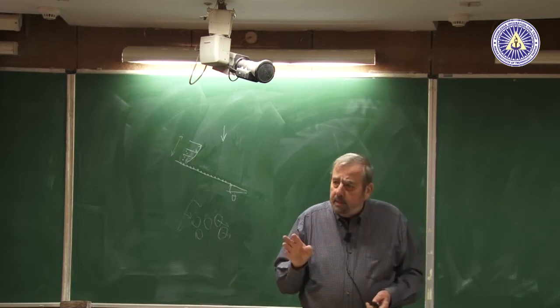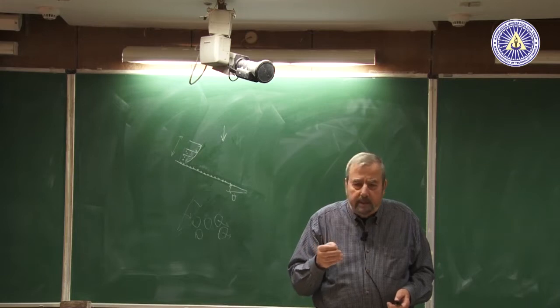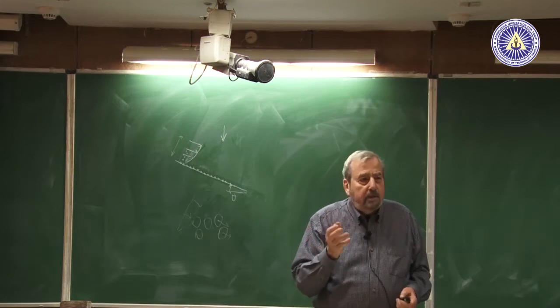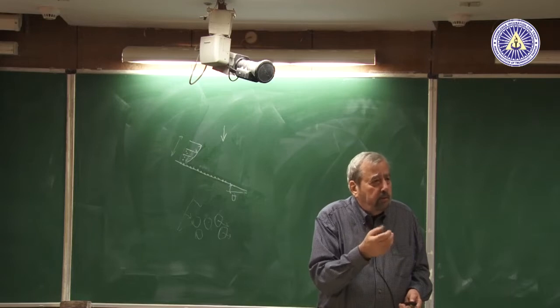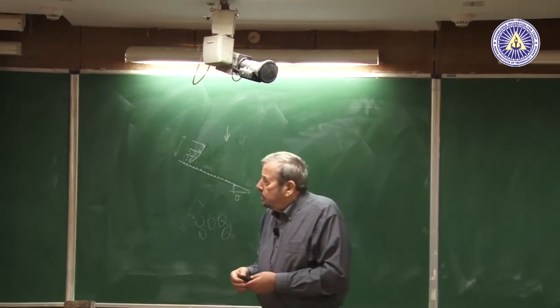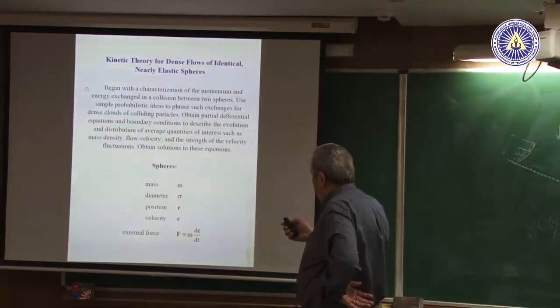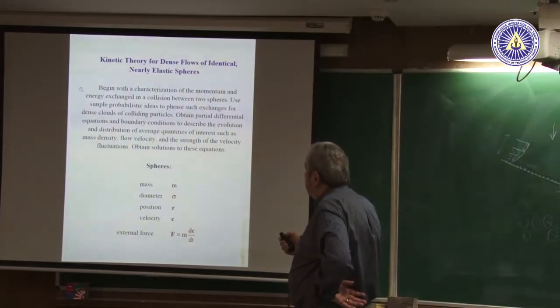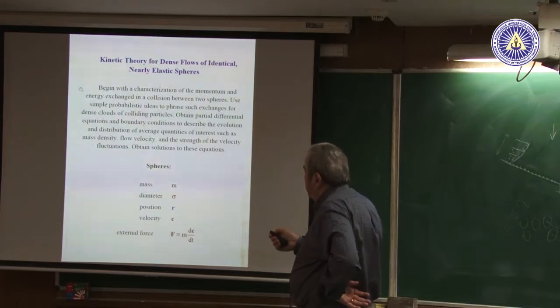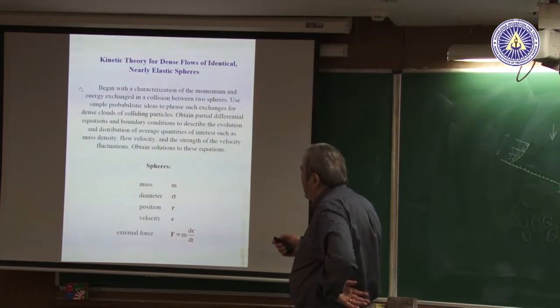But for simplicity, I'm going to restrict the energy loss in the collision to be not so great. So the coefficient of restitution is less than one, but we'll suppose it's near one. Let's say 0.85, okay? So that's what I mean by nearly elastic spheres. Okay, so the first thing we'll talk about is a collision between two spheres. All right, then we're going to talk about these probabilistic ideas that characterize how likely the collision between two spheres is.